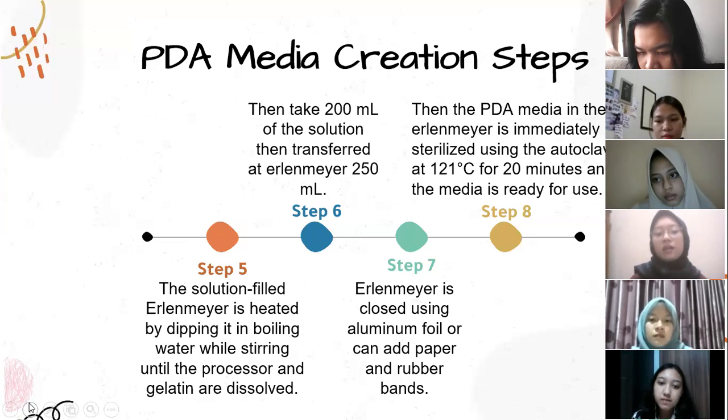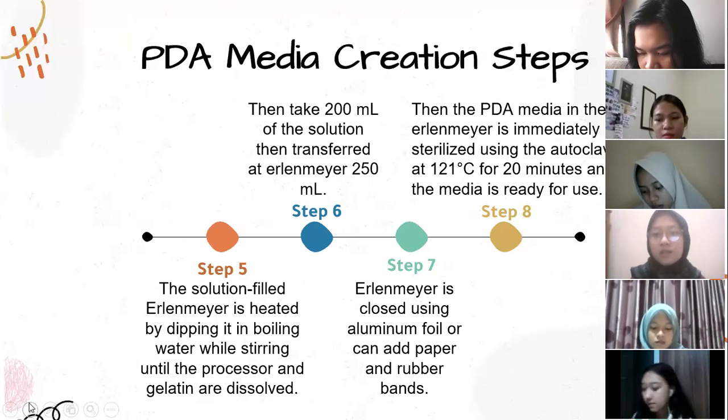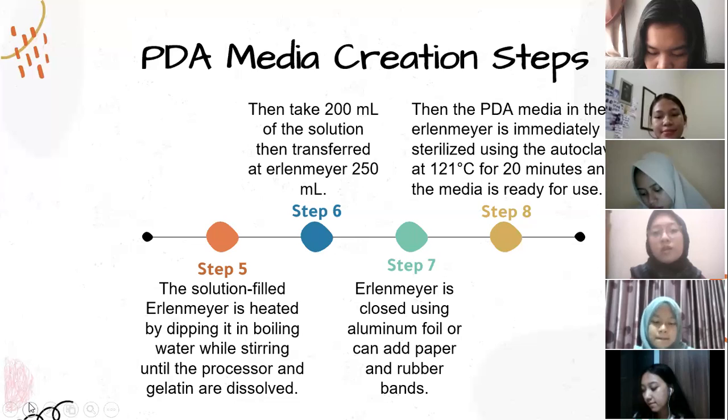After that, we can close the Erlenmeyer using aluminum foil, and we can add paper and also rubber bands. After that, we can sterilize the PDA media in the Erlenmeyer using the autoclave at 121 degrees Celsius for 20 minutes, and the media is ready to use.